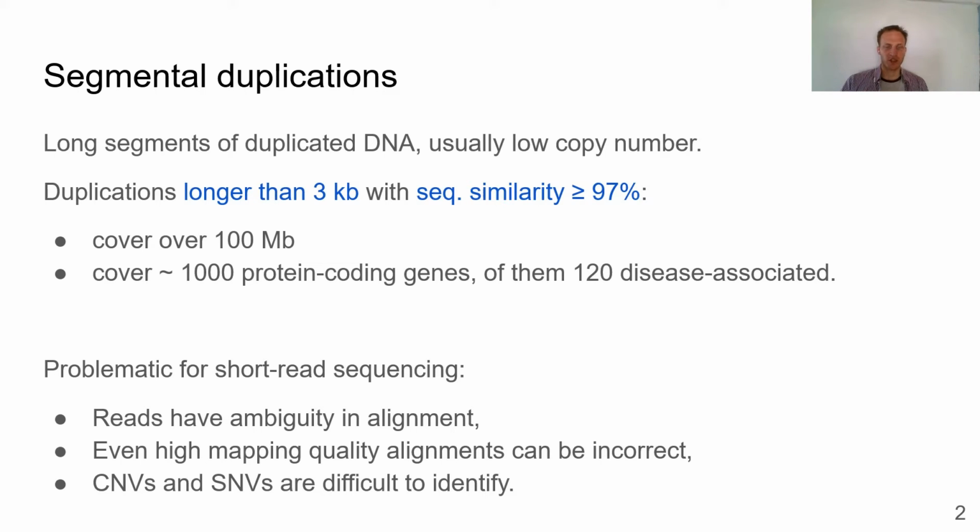Segmental duplications, especially long ones with high sequence similarity, are problematic for short read sequencing. One of the problems is that read mappers don't know where to put reads, so this leads to downstream problems, for example, copy number variation detection or single nucleotide variation detection. Coverage is skewed in duplicated regions, or it can be incorrect.